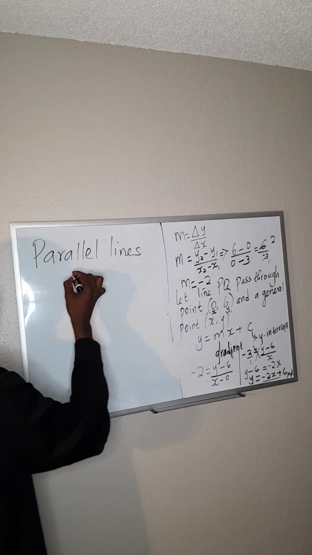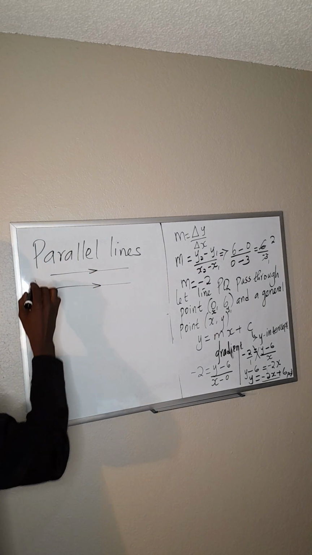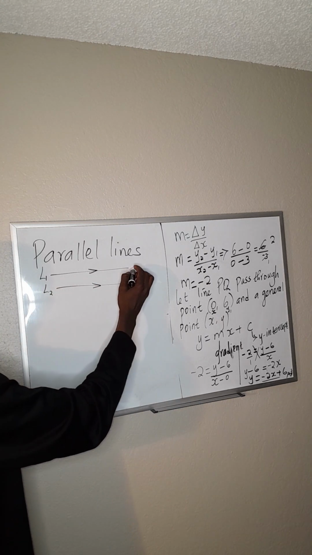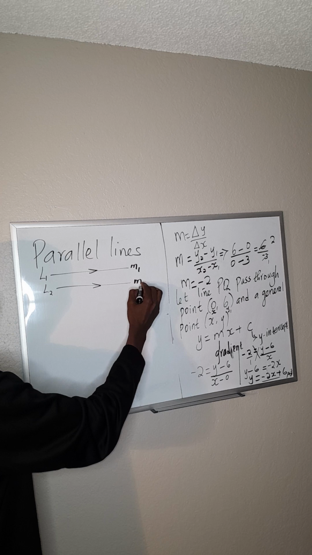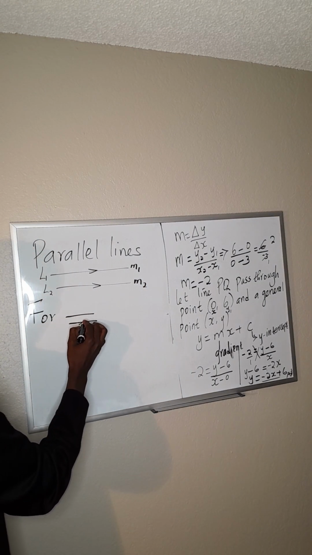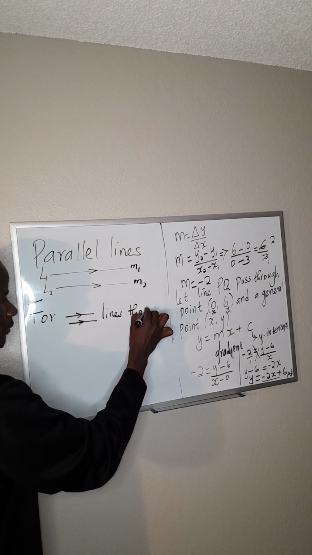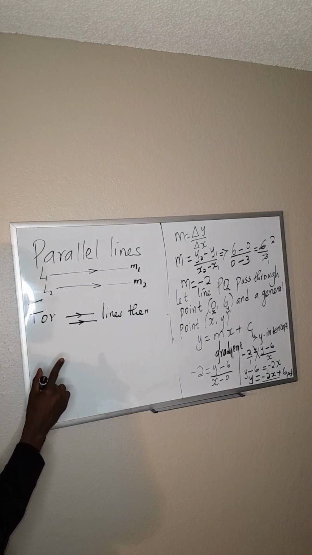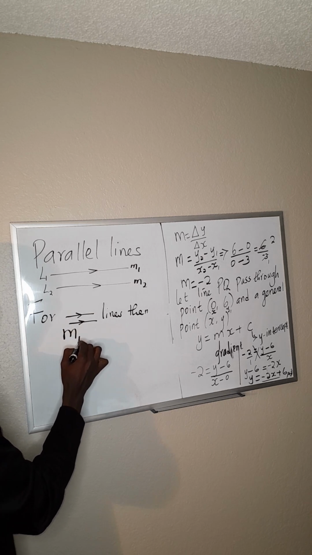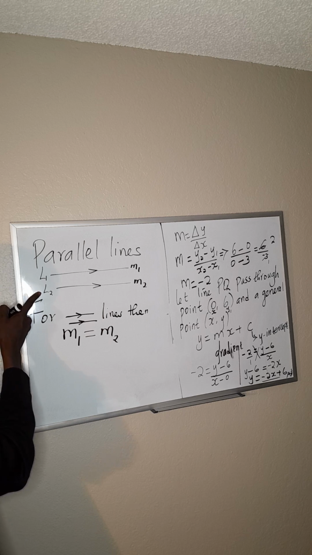Parallel lines. Parallel lines, we are simply saying these are two lines that can never meet. For example, I'm calling this line 1, this line 2. The gradient of this one is m1, the gradient of this one is m2. For parallel lines, the relationship between their gradients is that m1 must be equal to m2. The gradient of the first line is always equal to the gradient of the second line.